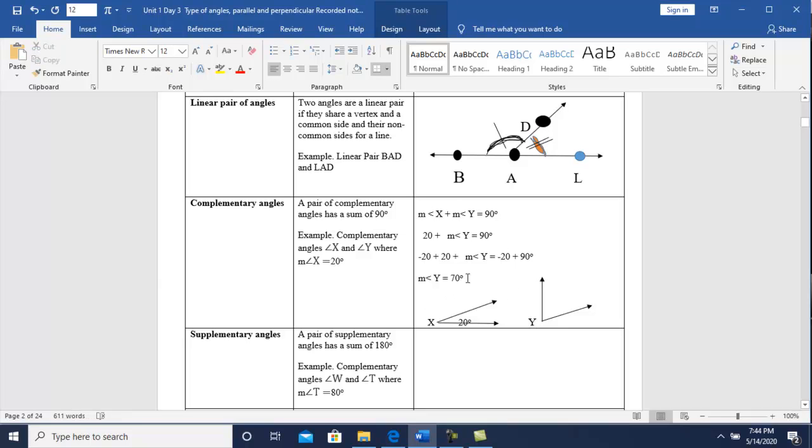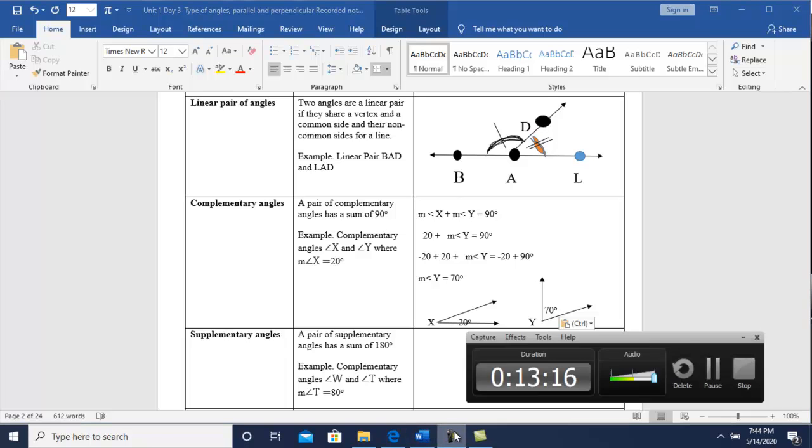Alright. So the second angle, 70, we go right about here. Okay. And then when you add the two together, it's got to be, because 20 plus 70 is going to equal 90.